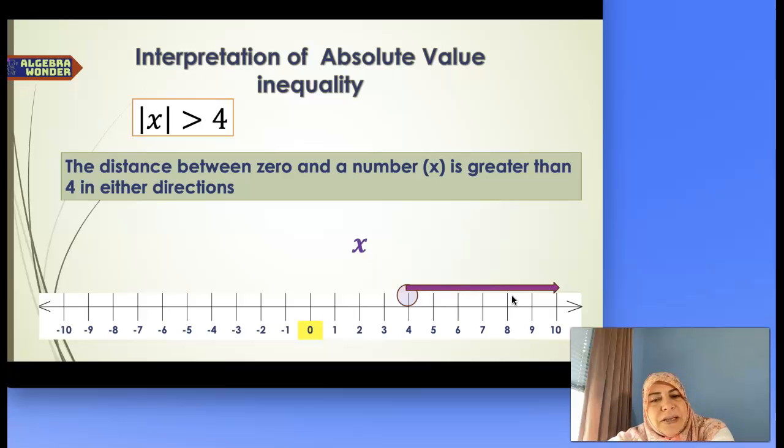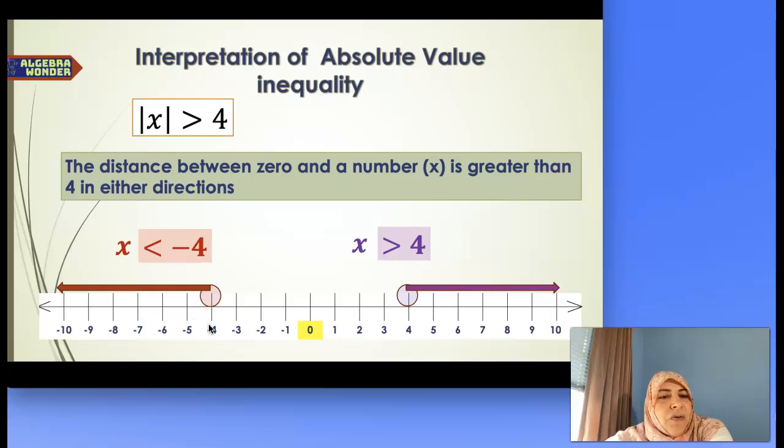So I can write this area as an inequality. x can be any number greater than 4. If you try 5, the absolute value of 5 is 5, which is greater than 4. That's true. But what about the other direction from the 0? Remember, my distance has to be greater than 4. The distance from 0 to negative 6, for example, is 6 steps, so it has to be an area here. But this area is left of the negative 4. So how do we write an inequality for that? We say x is less than negative 4.